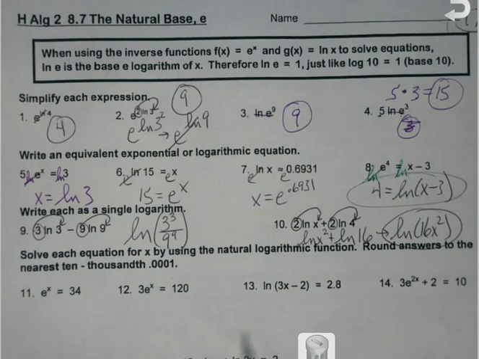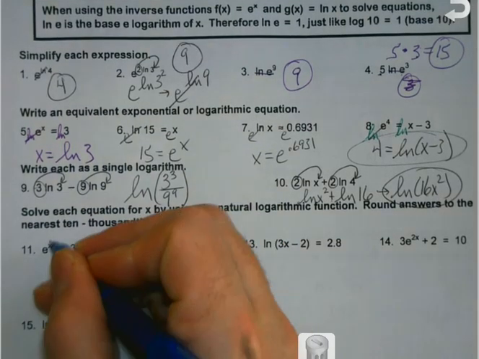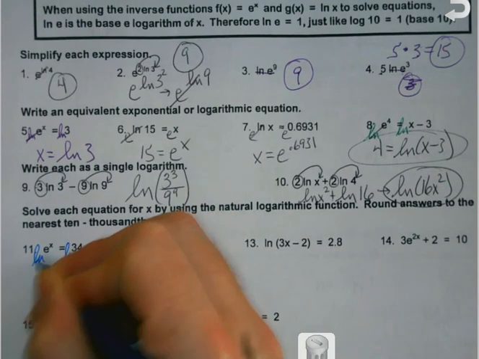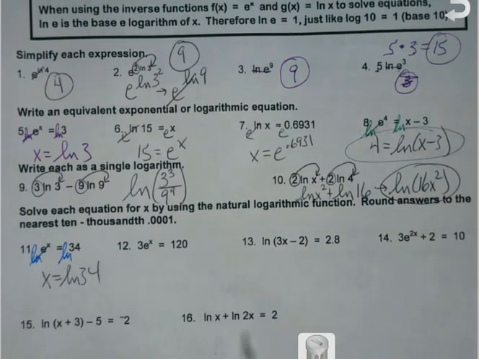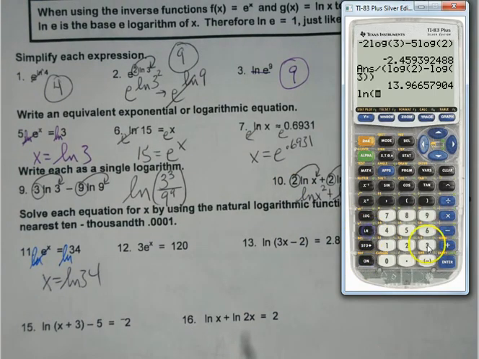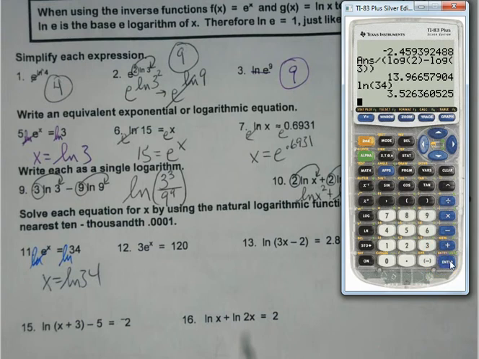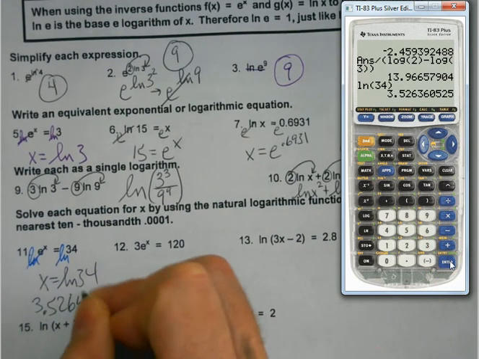So then down in the bottom, nothing as scary as 8 and 6 were. Solve by using the natural logarithmic functions. Round answers to the nearest 10,000th. So, okay. I just need to get this e out of there. Natural log it. So x is the natural log of 34. Natural log of 34, nearest 10,000th: 3.5264.